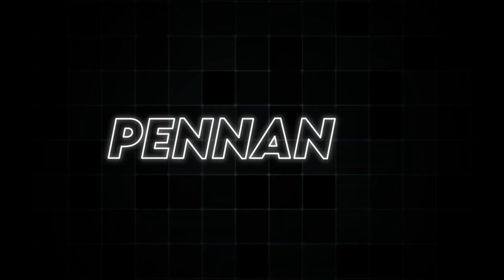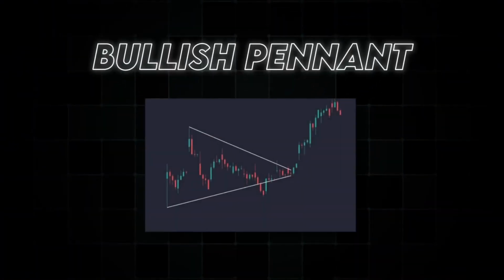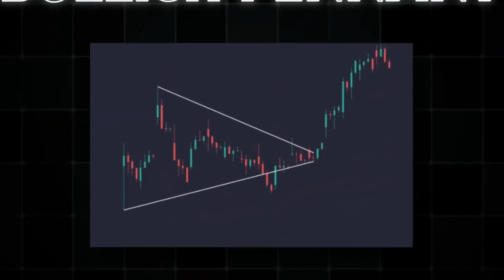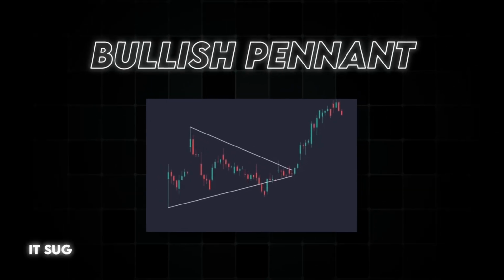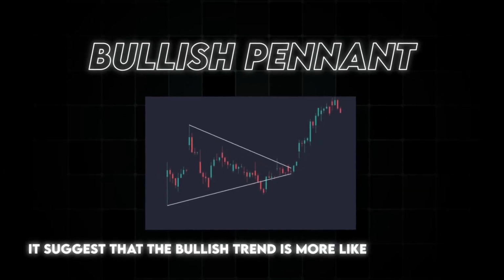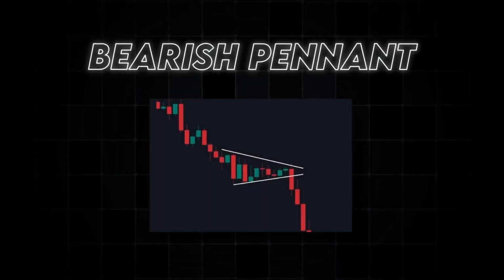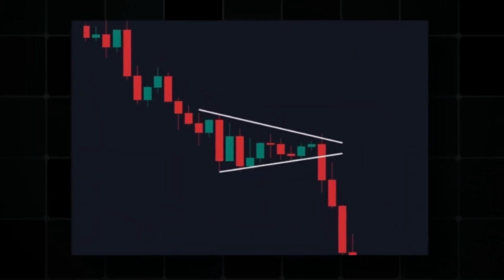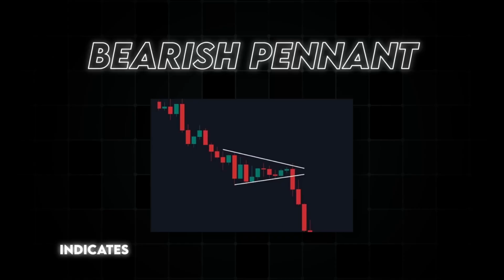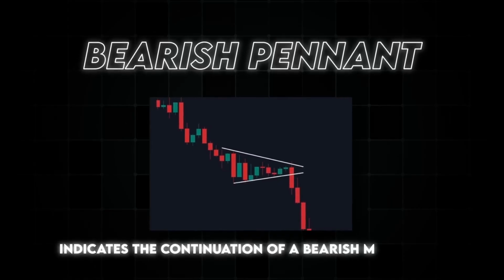Next we have what are called pennants, bullish and bearish pennants, obviously. A bullish pennant resembles a small symmetrical triangle and appears during a steep upward trend. It suggests that the bullish trend will likely continue. And then we have a bearish pennant, which occurs in a downward trend resembling an upside down symmetrical triangle. It indicates the continuation of a bearish momentum.